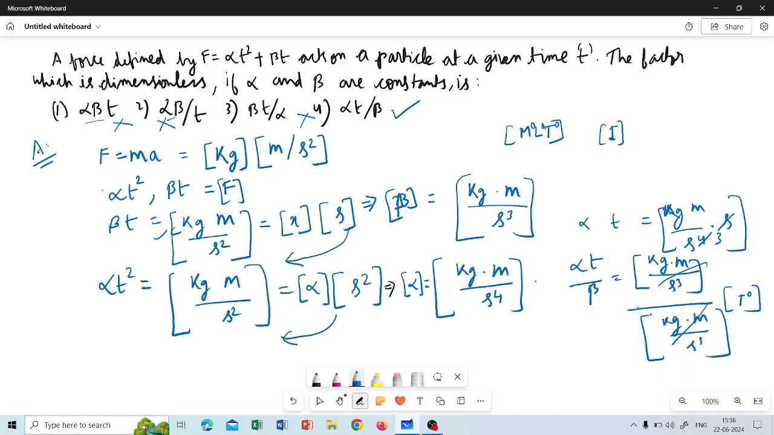You can put MLT for beta and alpha and do this, but I think this is the best method to save time. Directly write the units and cancel rather than writing MLT. We know that mass is kg, we can write it as M, L, T, but for simplicity, I think this is a better way to do it. So I will continue with more such questions.